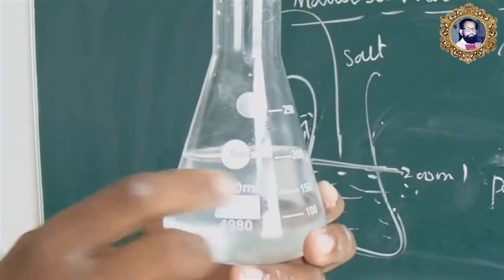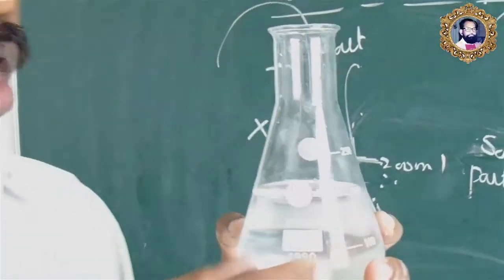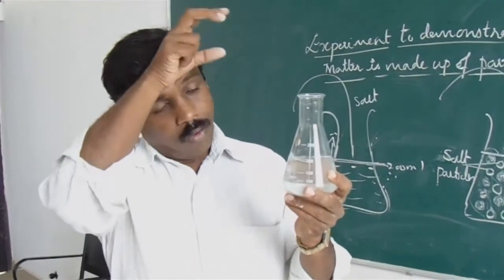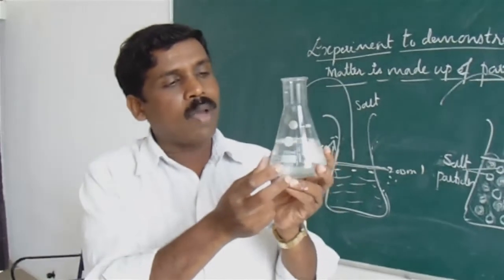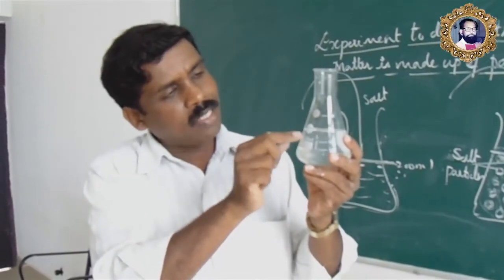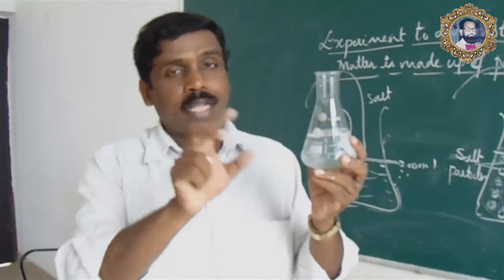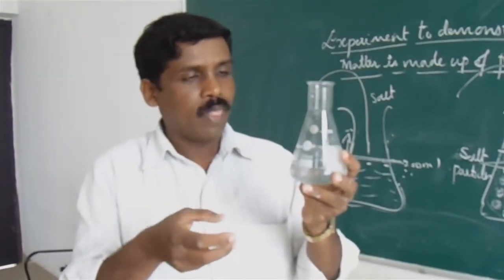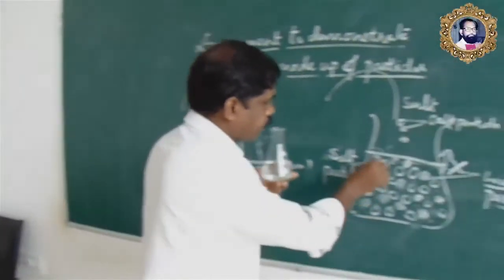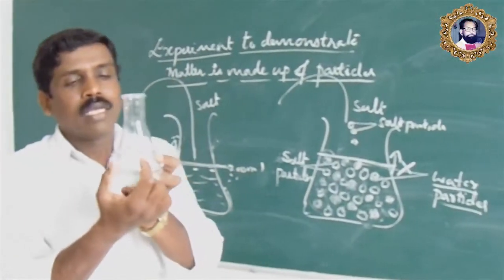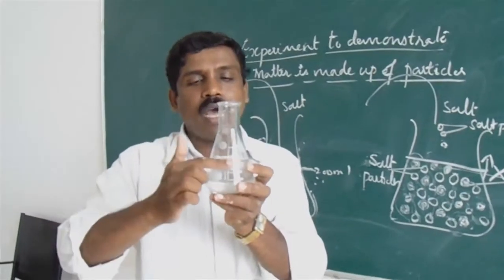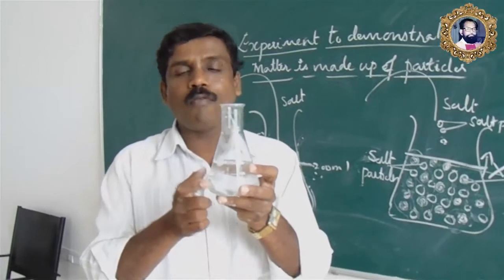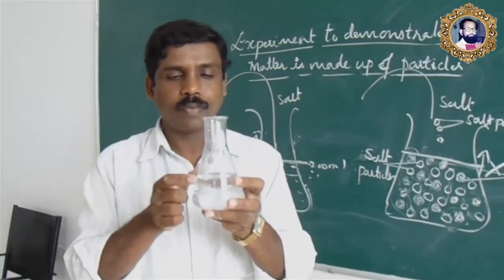So from this we can understand that matter is made up of tiny particles. The tiny particles, when they come together, what happens here? They are not combining actually. They are occupying space, like this. That's why the level of water does not increase. So from this we can understand that matter is made up of particles, tiny particles. Okay, thank you.